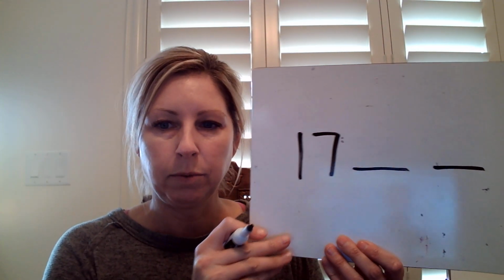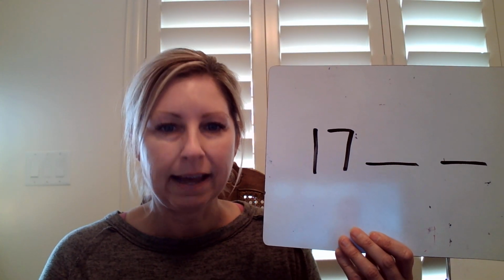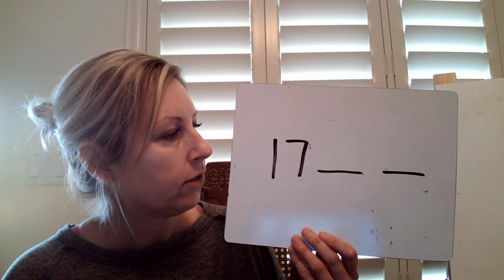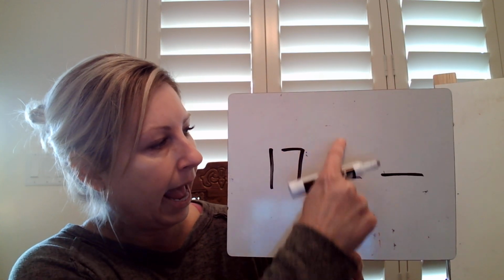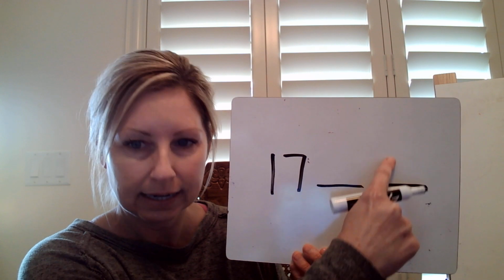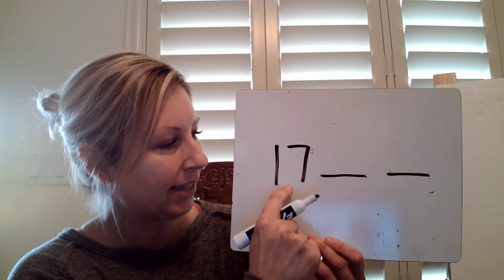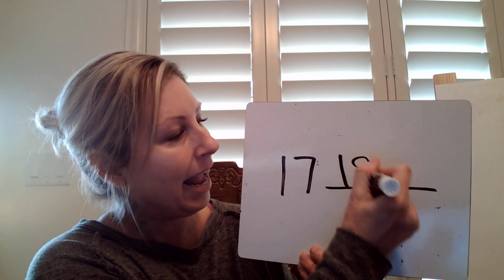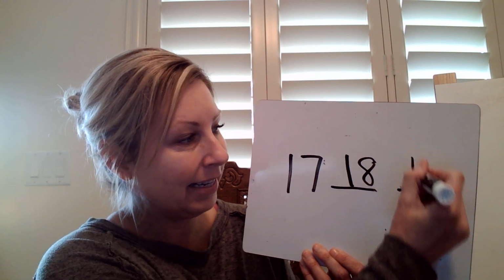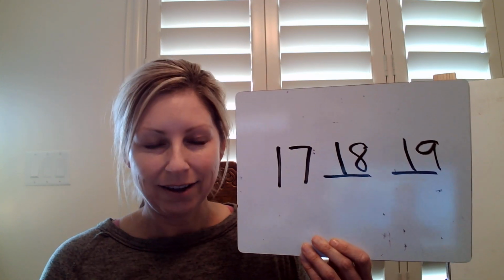Okay, what number is this one? 17. Okay, so what are you going to do next? 17. All right, what's it going to be? Ready? 17, 18, and 19. Okay, good.